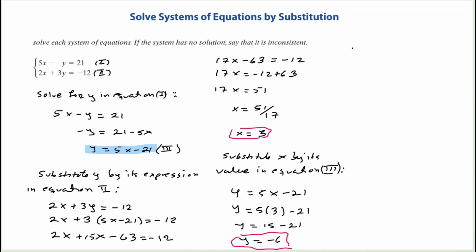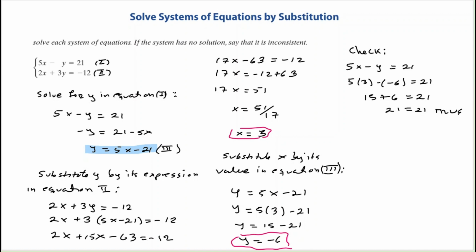So we're going to check to make sure that these are really the solutions, that we didn't make any mistake. For the first equation, 5x minus y equals 21, I say 5 times 3 minus negative 6 equals 21. This is 15 plus 6 equals 21. So 21 equals 21. This is true. So we're good with the first equation.